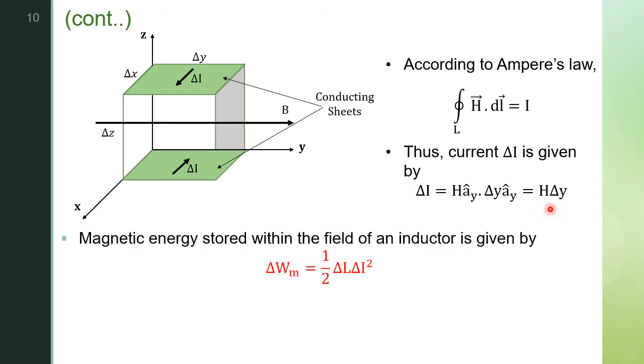Now to find the energy, you know that the energy stored in an inductor is half L I square. So the magnetic energy stored in this is given by delta Wm, which is half delta L delta I square. Since we are considering a small differential volume, we will be putting the symbol delta everywhere. So we have already determined the value of delta L as well as delta I. On substituting that, you will get half mu H square into delta x, delta y, delta z. So this is the magnetic energy stored within an inductor.